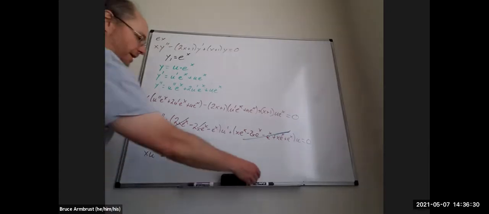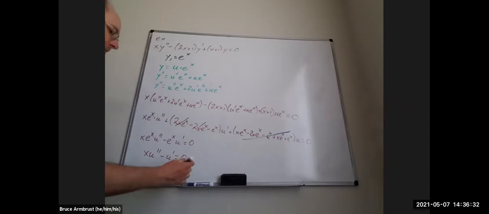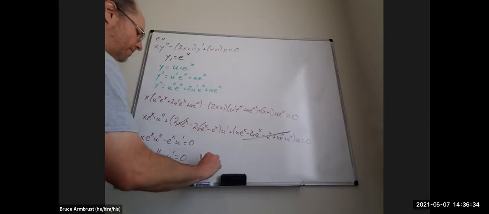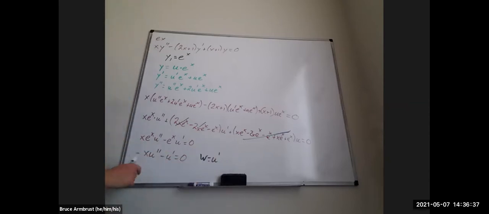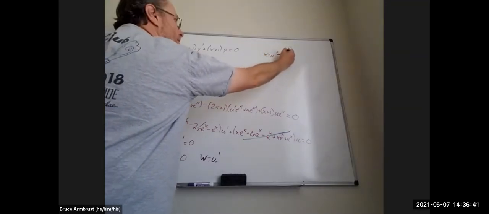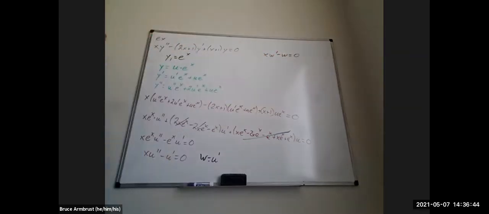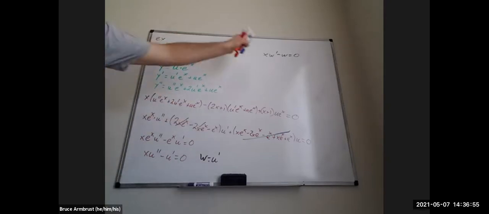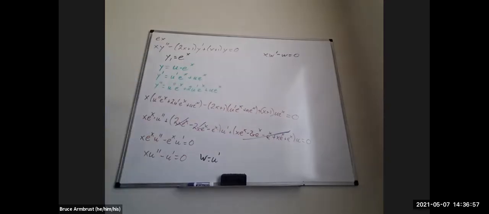All right, so let's do again what we always do. I'm going to call it W. W equals U prime. So this now looks like x W prime minus W equals 0. And we're going to want to solve that for W. But again, we reduced the order. It went from a second order to a first order. And we know all about solving first orders.